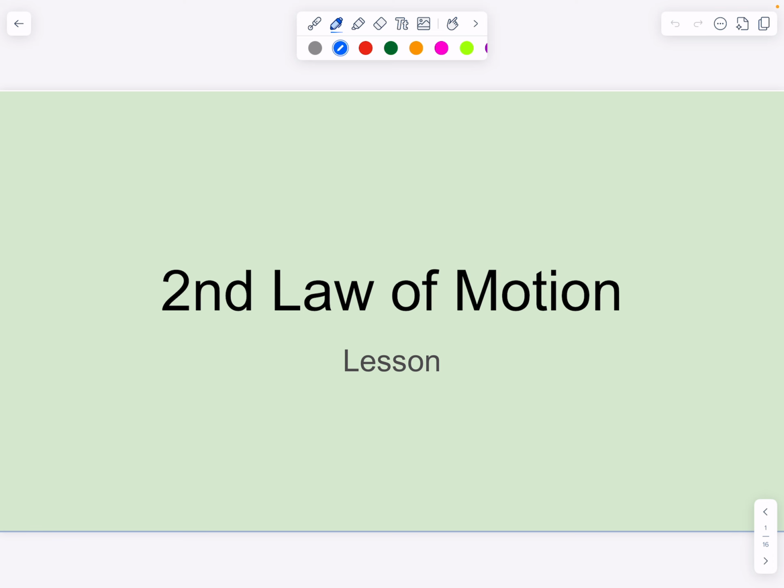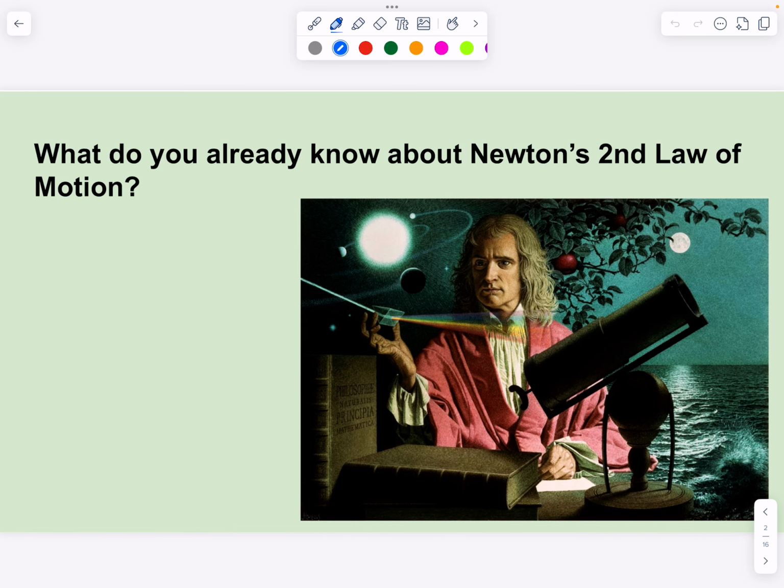Second law of motion. We began first of all by just asking you, what do you already know about Newton's second law of motion? And we definitely had a variety of answers from the class yesterday, anywhere from "nothing, I don't remember anything at all," to just some random things, maybe about force and mass and acceleration. So we took it from there.